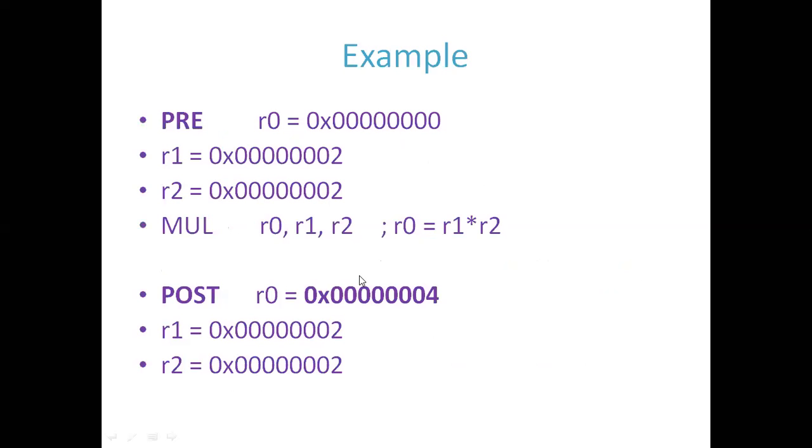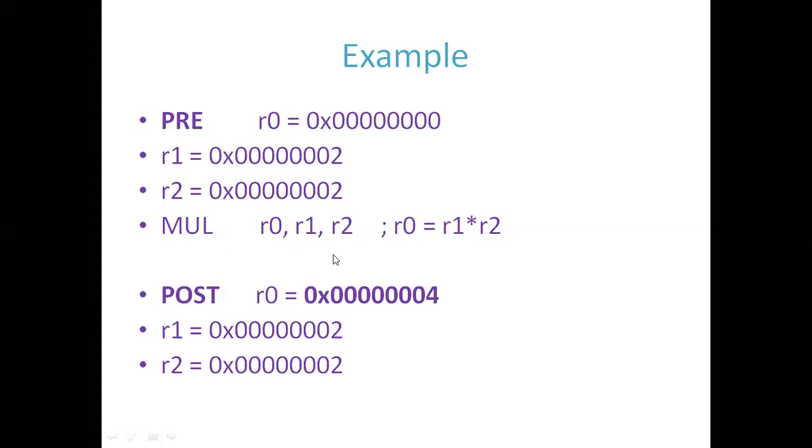And here is one example of the multiplication. So we have seen it in the class, right? That is before execution and after execution, that is the precondition and the postconditions. The precondition states that R0 will have zero, R1 will have two, and R2 will also have two, right? After multiplication, what happens? R0 will have four, R1 still holds two, and R2 still holds two. So that means multiplication of R1 and R2, R1 is two and R2 is also two.